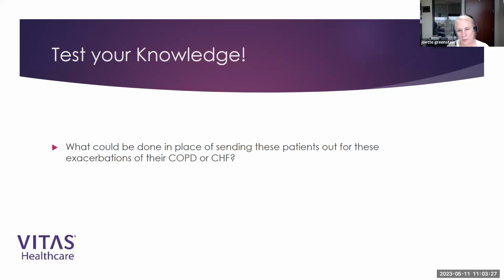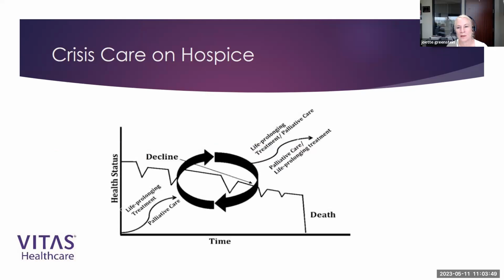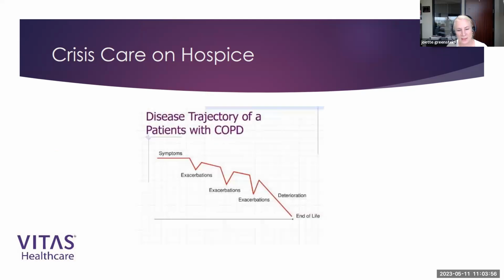So I kind of gave away the answer on this because I know time is getting close. So what can be done in place of sending these patients out for exacerbations of their COPD or CHF? We can put them on crisis care. And so those are two good examples, your COPDers and CHFers, to help keep patients out of the hospital.